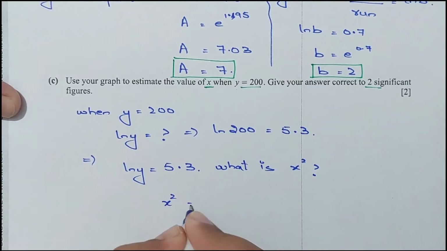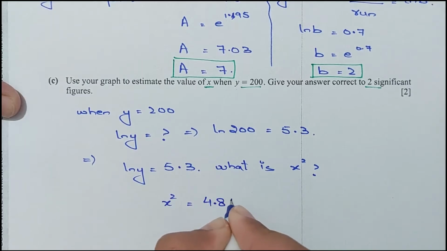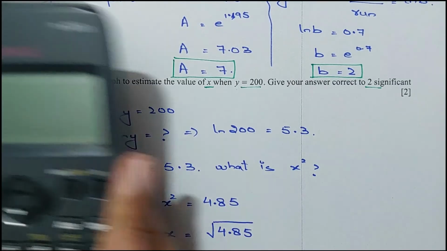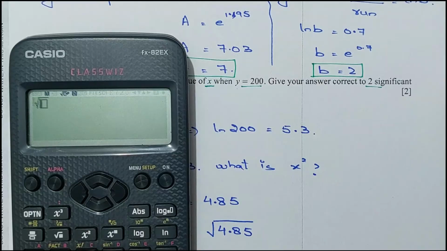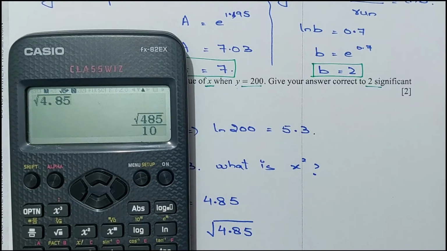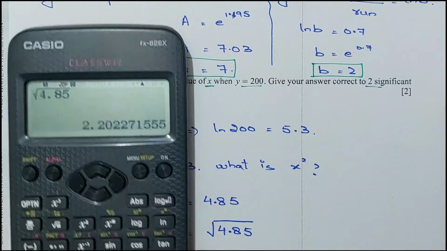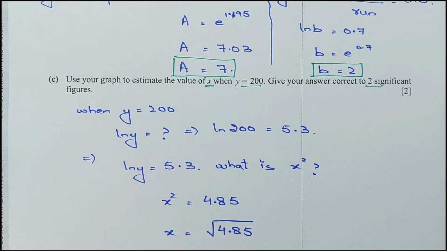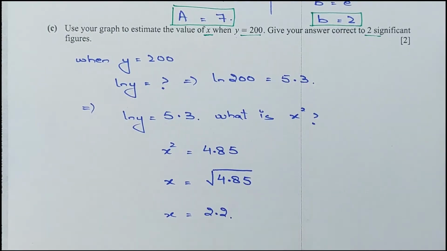x square is 4.85. So what is x? Square root of 4.85. So solve for x. Square root of 4.85 is 2.20. Up to two significant figures, the x value is 2.2. This is the x value.